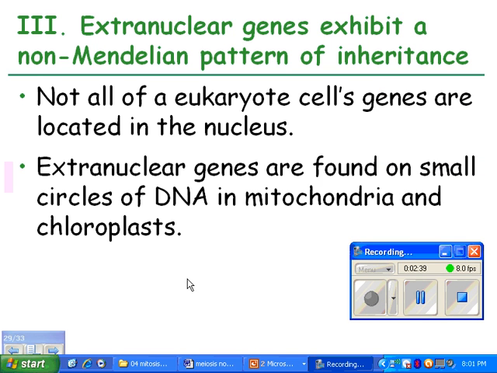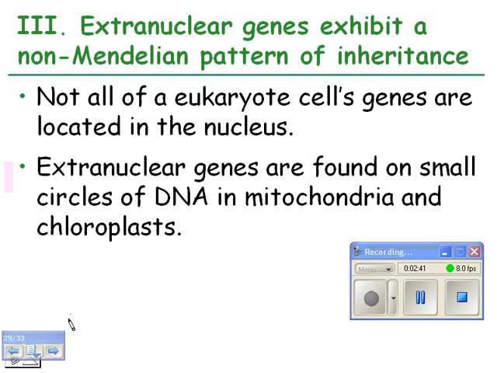Extranuclear genes exhibit a non-Mendelian pattern of inheritance. This is kind of cool. So not all your eukaryotic cells' genes are located in the nucleus, right? Some of them are in the mitochondria. So extranuclear, meaning genes outside of the nucleus.